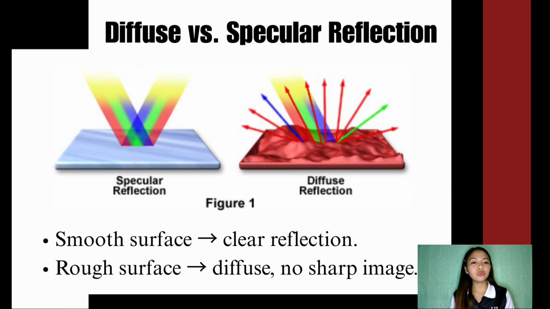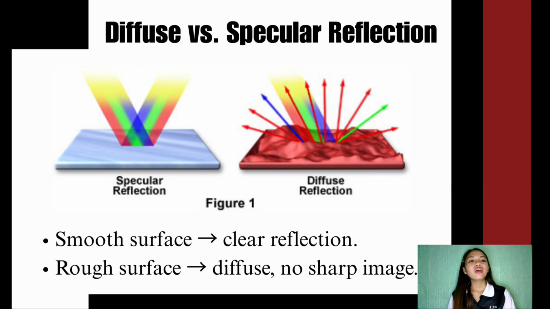Now let's move on to diffuse versus specular reflection. When light hits a surface, the way it reflects depends on how smooth or rough that surface is. On the left, we have a specular reflection. This happens on a smooth surface like a mirror or still water. The reflected rays stay organized, which gives us a clear image. That's why we can see ourselves in a mirror.